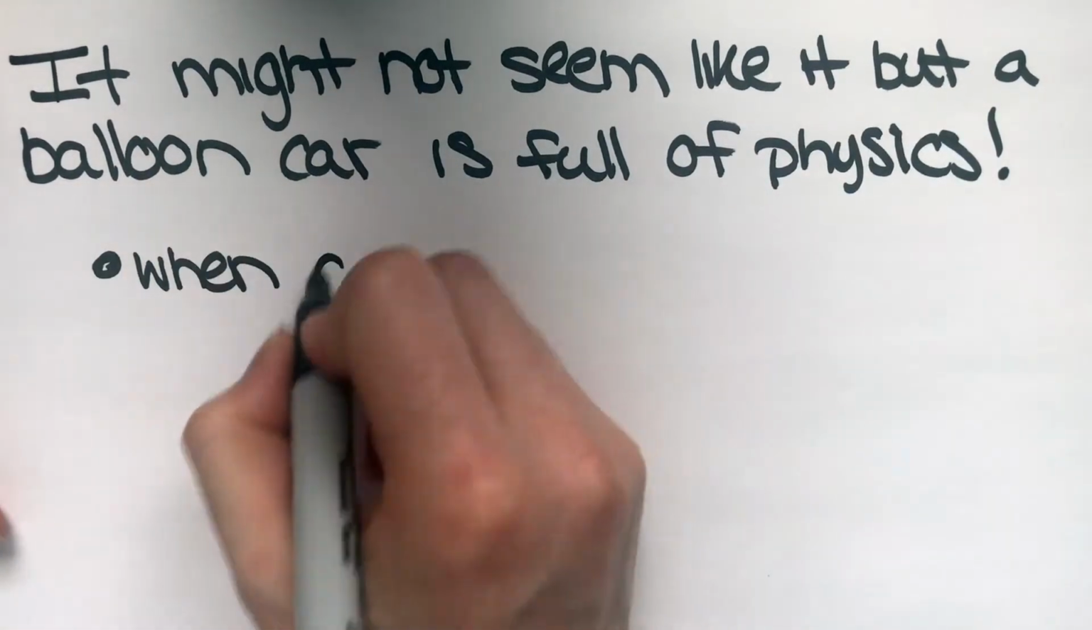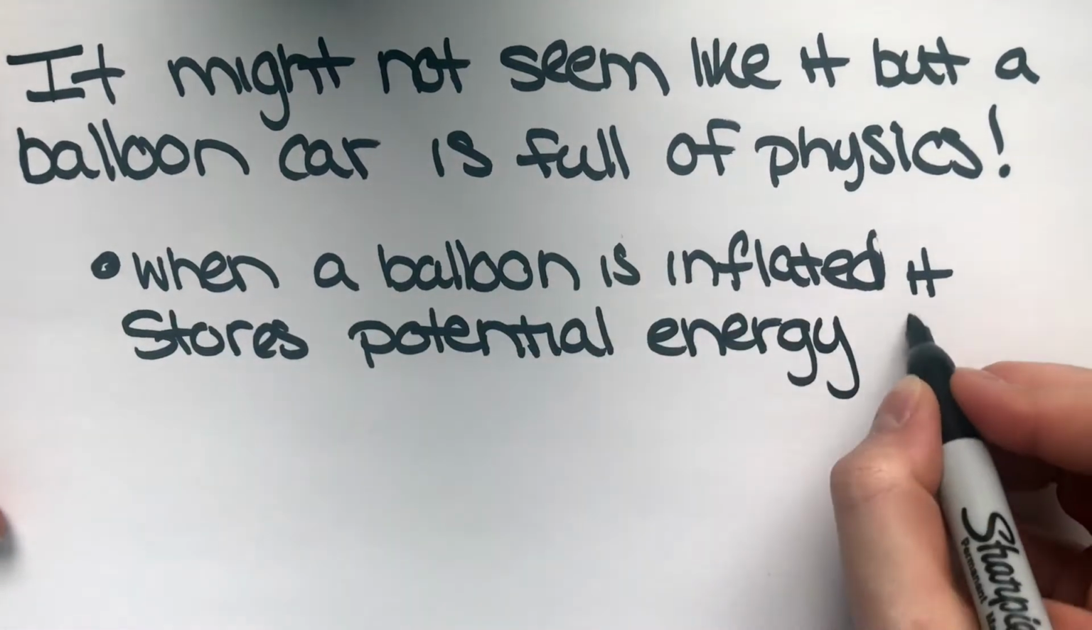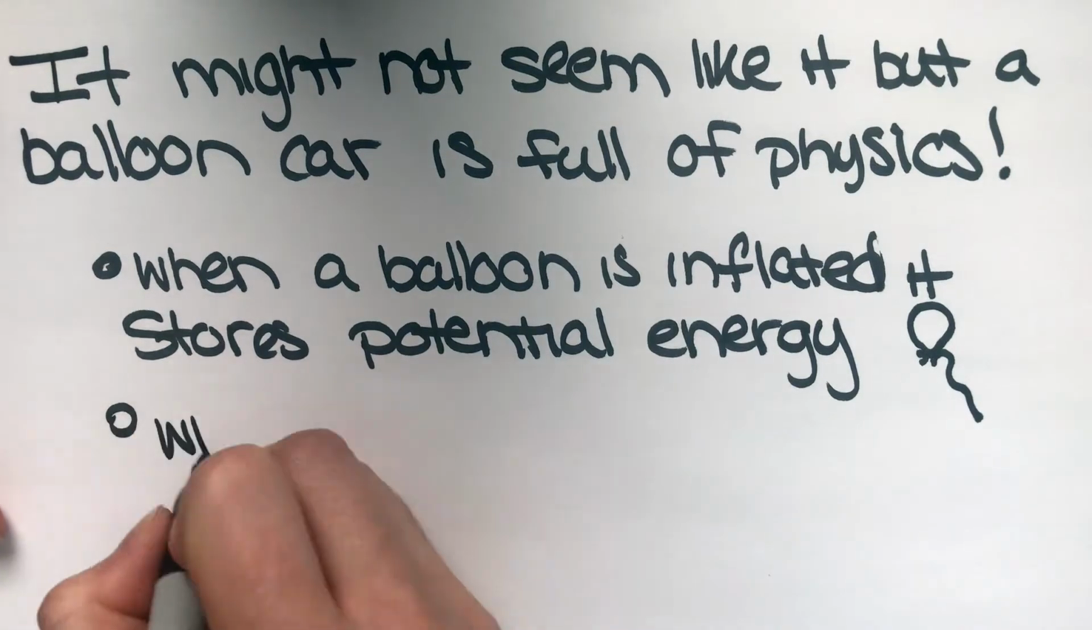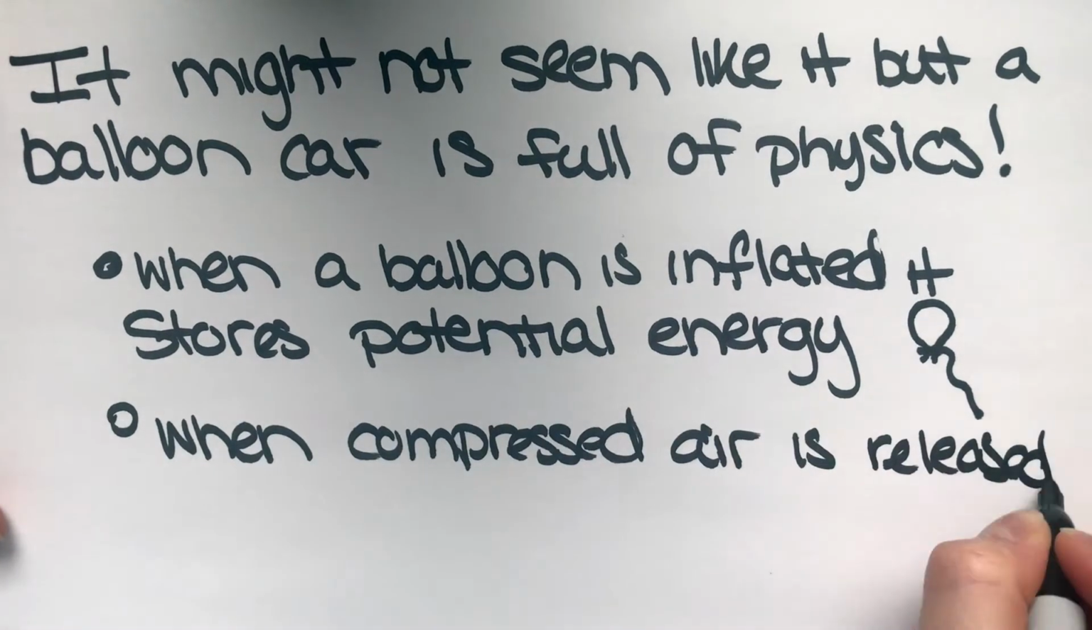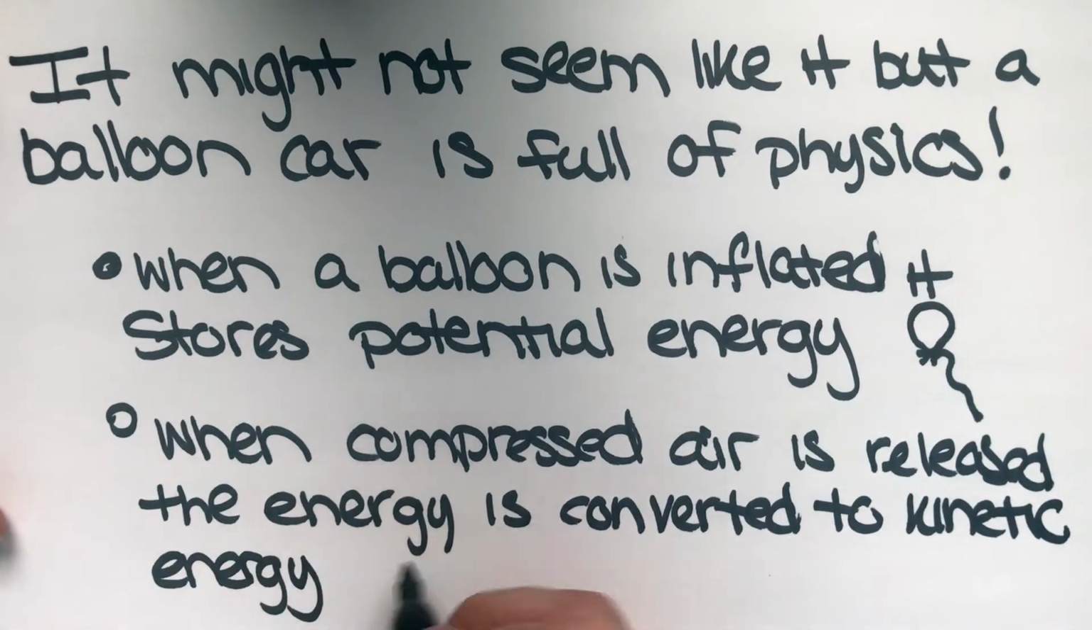When you inflate a balloon, it stores potential energy in the form of stretched rubber and compressed air inside. When you release the balloon, its energy is converted to kinetic energy, the energy of motion. As the balloon zooms around the room, some of the energy is also converted to heat due to friction.